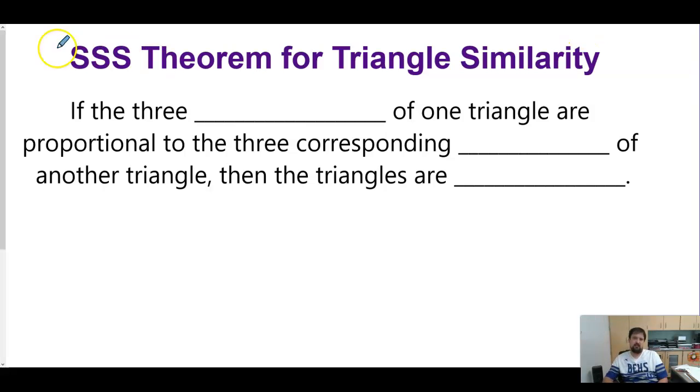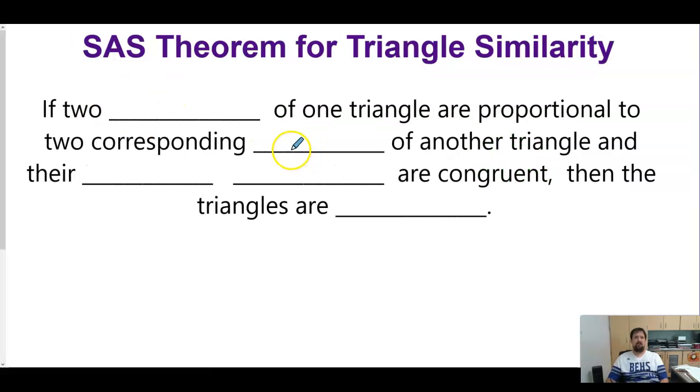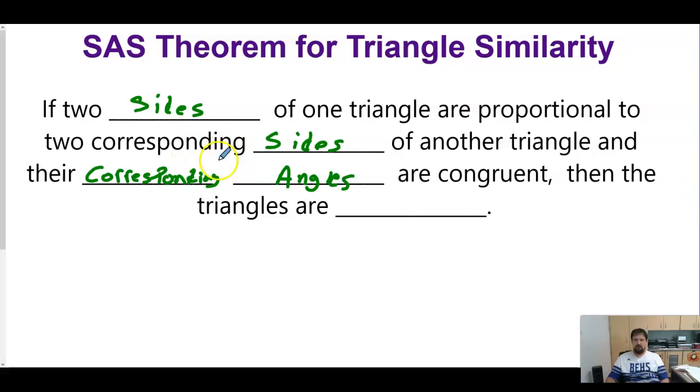Then we have the SSS theorem. That's if three sides of one triangle are proportional to three corresponding sides, then once again the triangles are similar. Okay, so that's the SSS theorem. Then we have the SAS theorem. That's if two sides are proportional to the two corresponding sides, and their corresponding angles are congruent, then the triangles are similar.